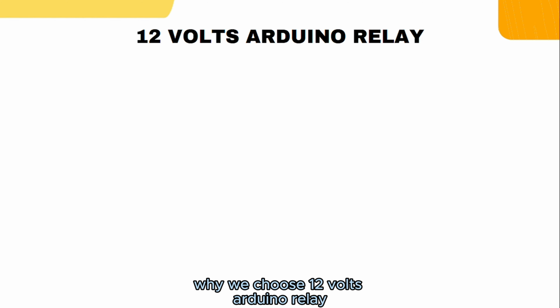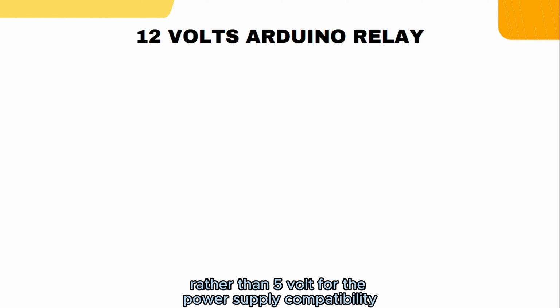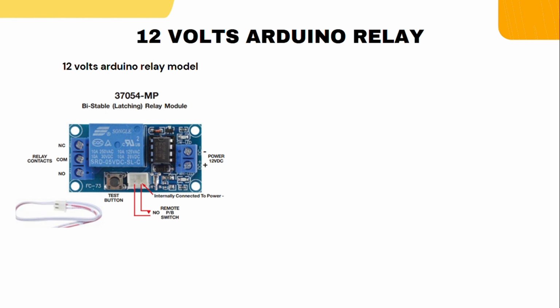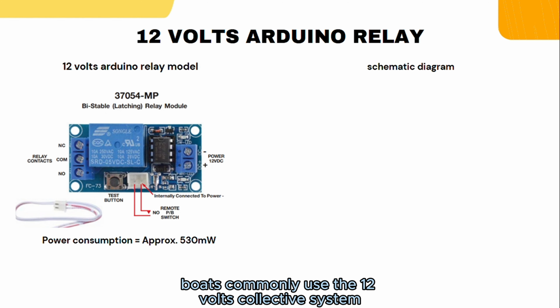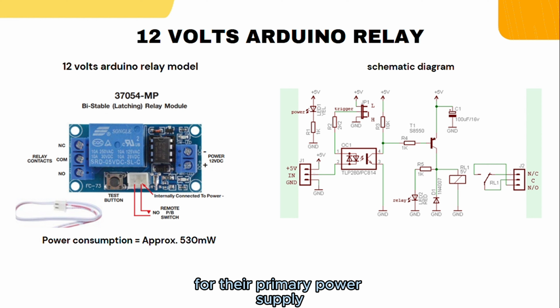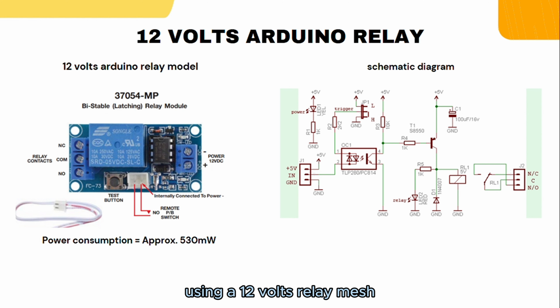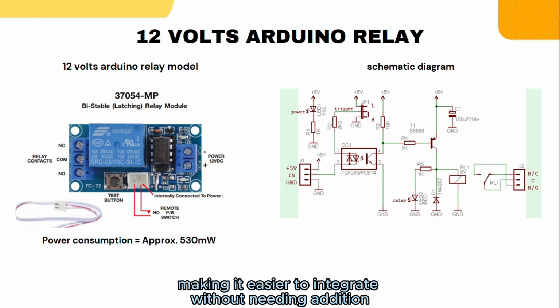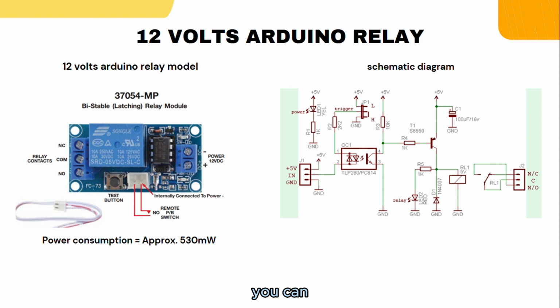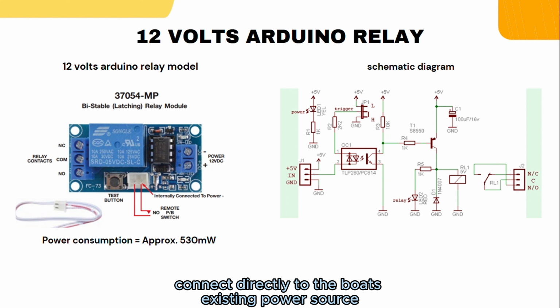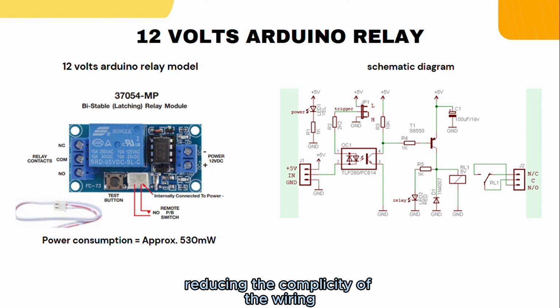Now I would like to explain about the 12-volt Arduino relay controller. Before that, we chose a 12-volt Arduino relay rather than 5-volt. For power supply compatibility, boats commonly use a 12-volt electric system for their primary power supply. Using a 12-volt relay matches the boat power system, making it easier to integrate without needing an additional voltage converter. With a 12-volt relay, you can connect directly to the boat's existing power source, reducing the complexity of the wiring. 12-volt is also generally designed to handle higher current loads compared to 5-volt. This is crucial for the boat.